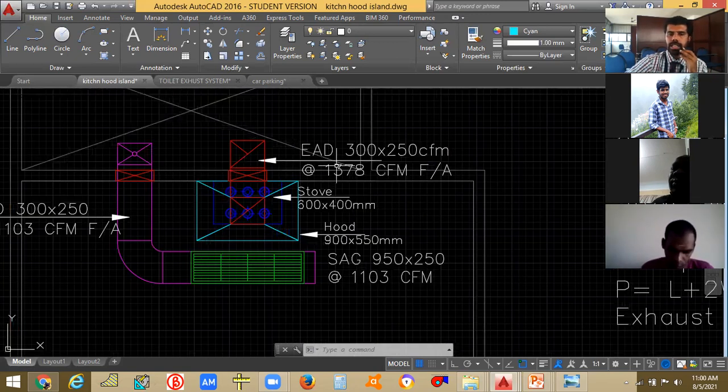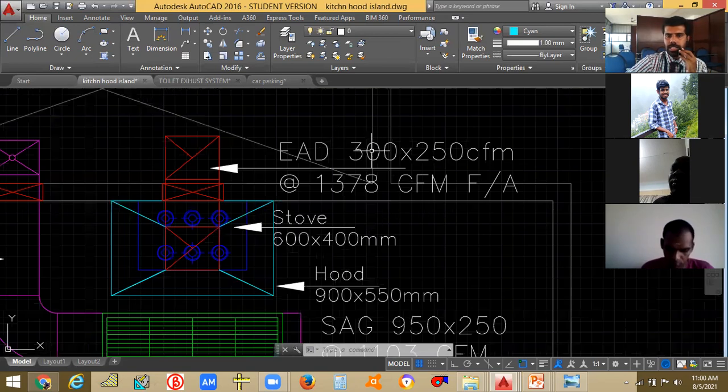So what I have done is that I got the exhaust air duct size equal to 300 into 250 for the CFM. I have furnished it directly from my software. That software I will be taking in coming classes. We'll be having time to take the software, so I will take that during that time.